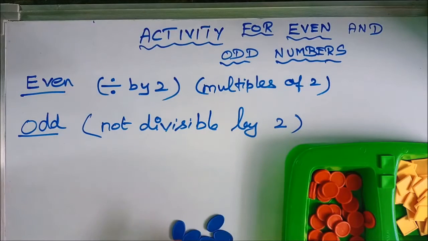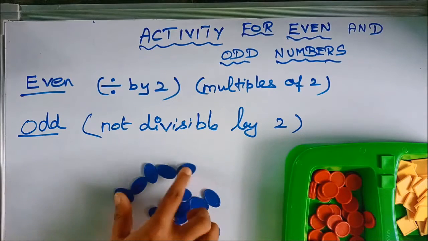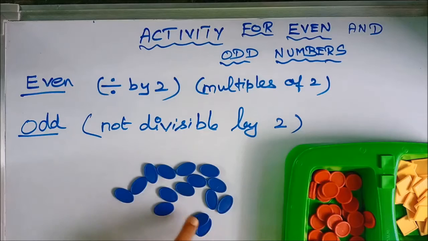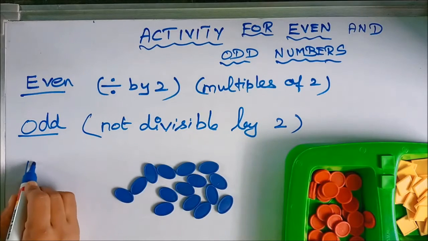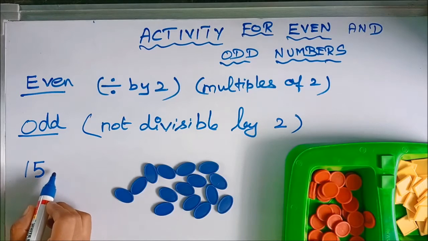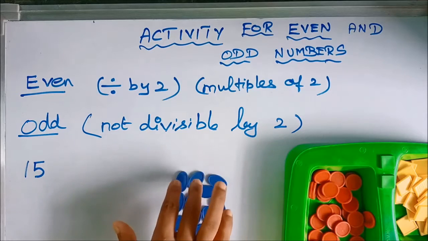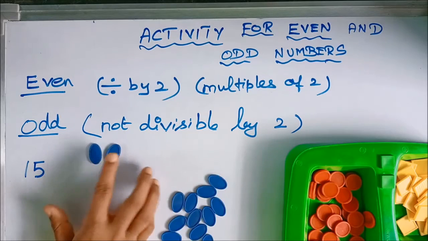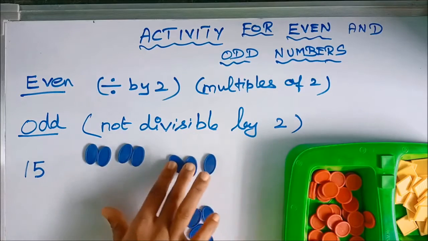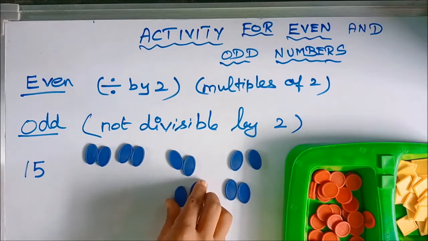Let us take some more coins children. Now I am going to count these. 1, 2, 3, 4, 5, 6, 7, 8, 9, 10, 11, 12, 13, 14, 15. Thus totally I have 15 pieces. Now I am going to check whether 15 is even or odd. For that you have to pair each piece. Now you have to pair them by 2's. Okay, 1, 2. 1, 2. 1, 2. Similarly you have to pair all the coins.